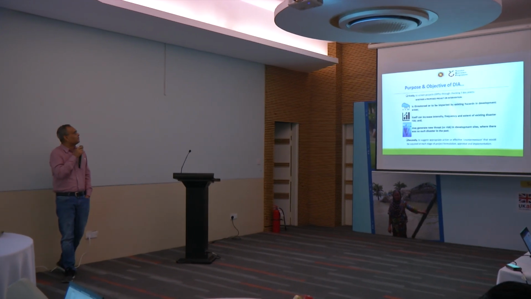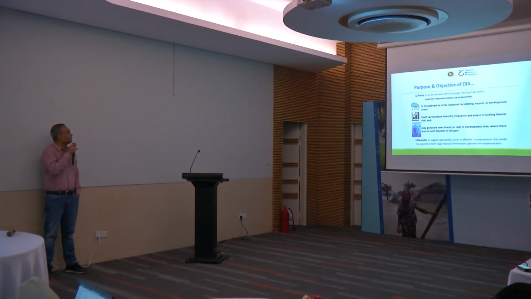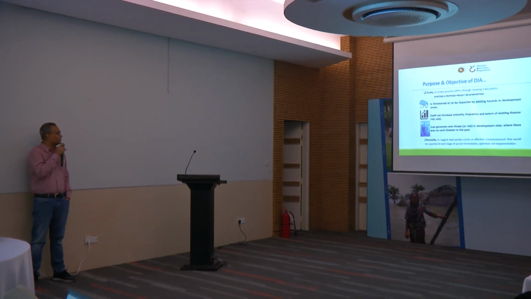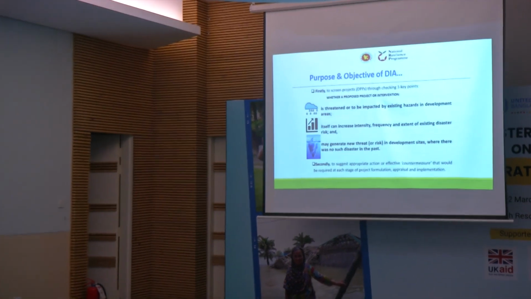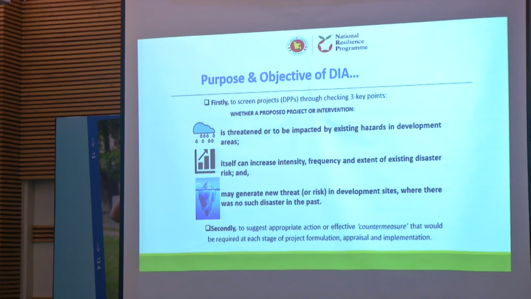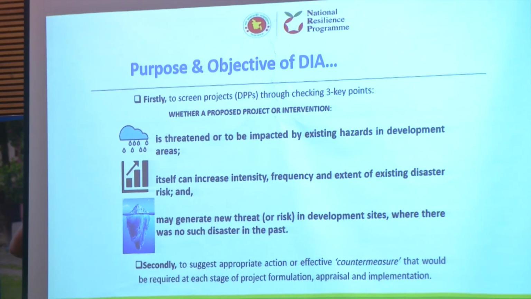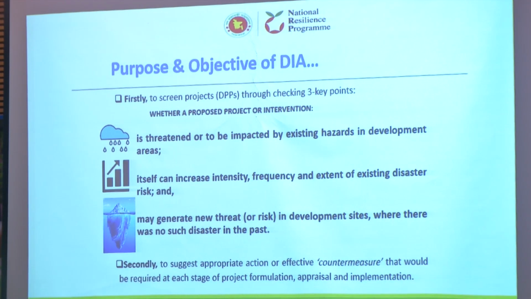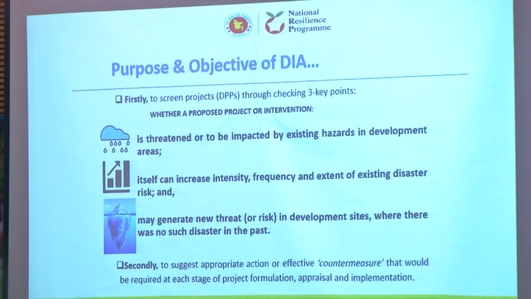So the DIA addresses two things. First is whether the proposed projects or interventions are threatened or impacted by existing hazards, or whether they themselves increase the intensity and frequency of risk and may generate new risk. Very simple: the impact of hazards on the proposed development projects, and also the impact of proposed development projects on hazards. Something like that.